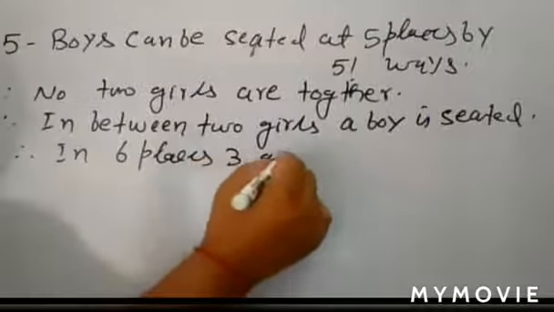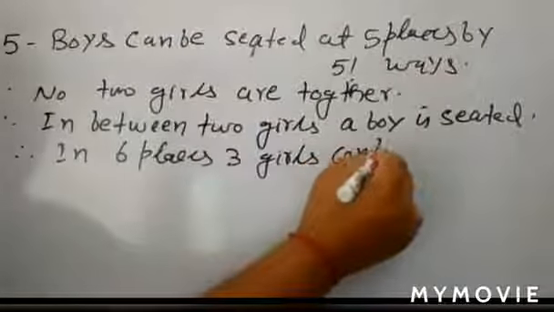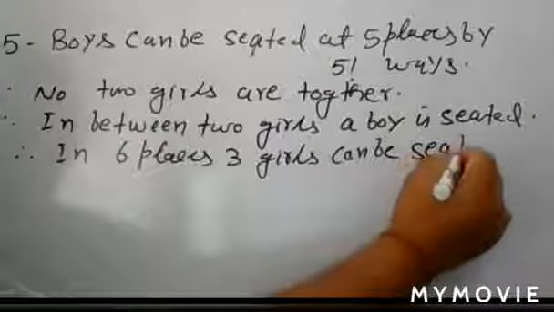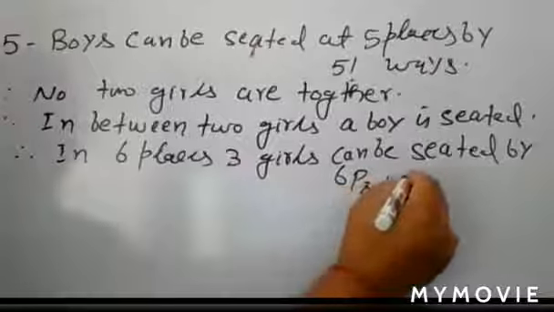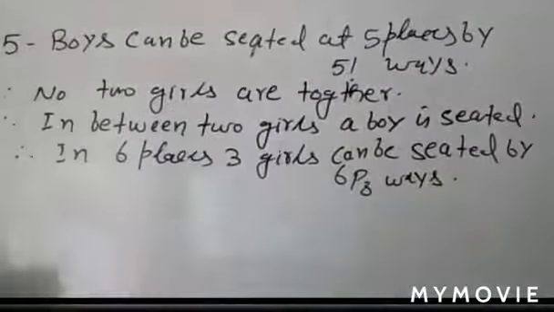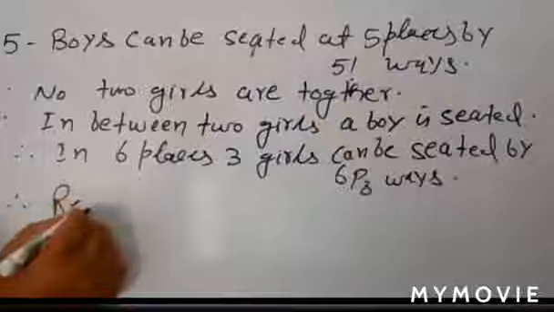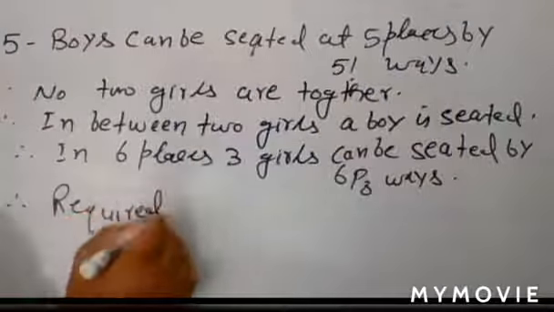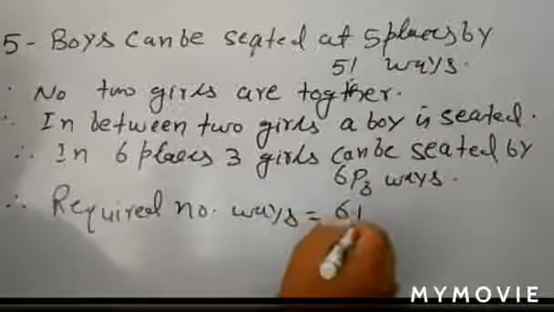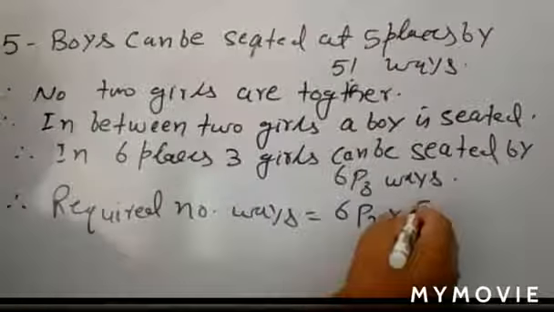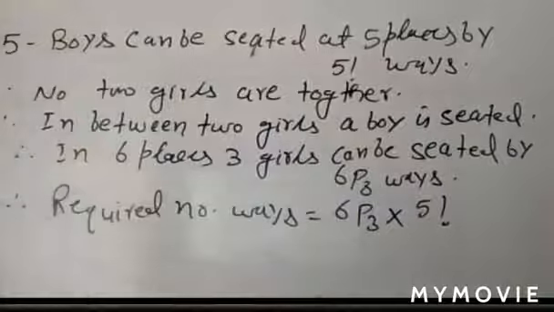3 girls can be seated by 6P3 ways. Hence the required number of ways is equal to 6P3 into factorial 5. Yes, solve it and that gives your answer. Check it, beta, how much is the answer, just check it.